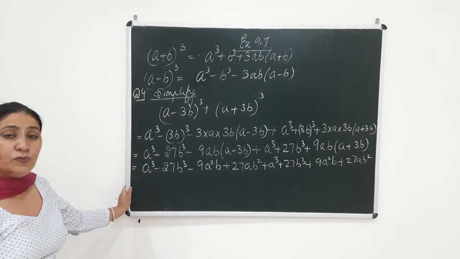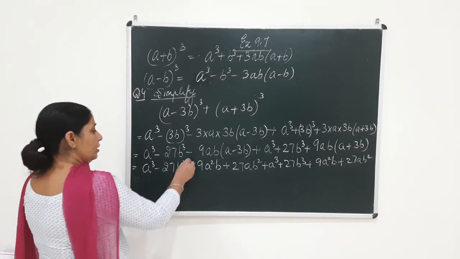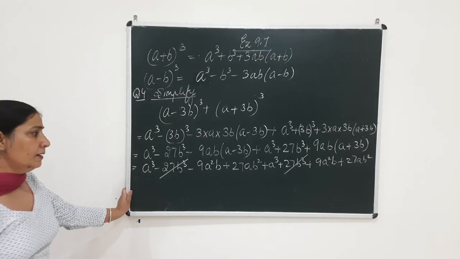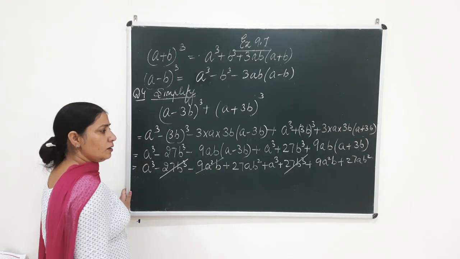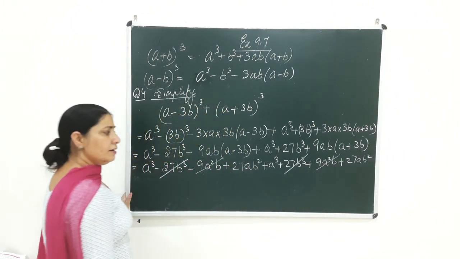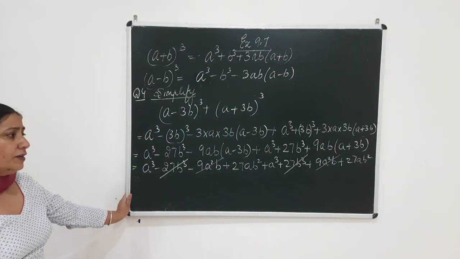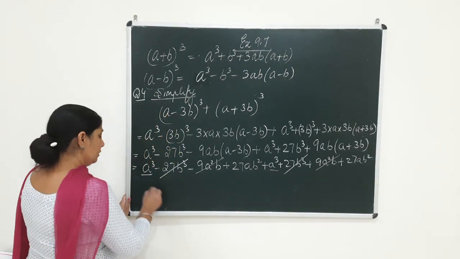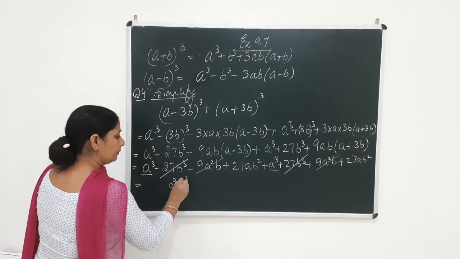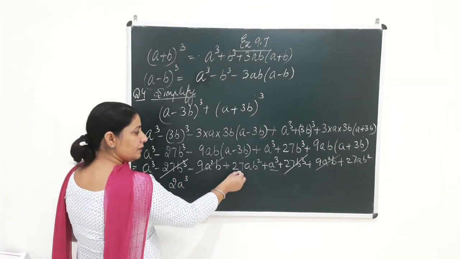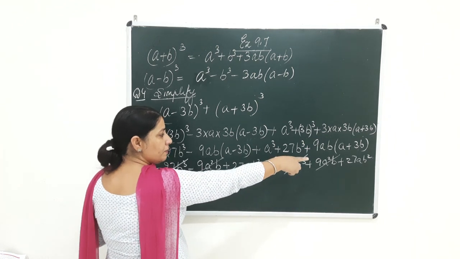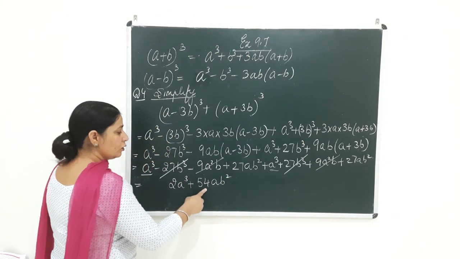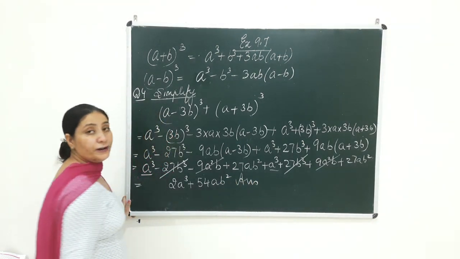Now we will see which terms get cancelled. Beta, 27b cube negative and 27b cube positive get cancelled. Again minus 9a square b and plus 9a square b get cancelled. So let us see what we are left with. We are left with a cube and a cube, 2 times, so we will write it as 2a cube. Then beta, we are left with 27 ab square and 27 ab square. So 27 plus 27 is 54 ab square. So this is your final answer because you have simplified it.